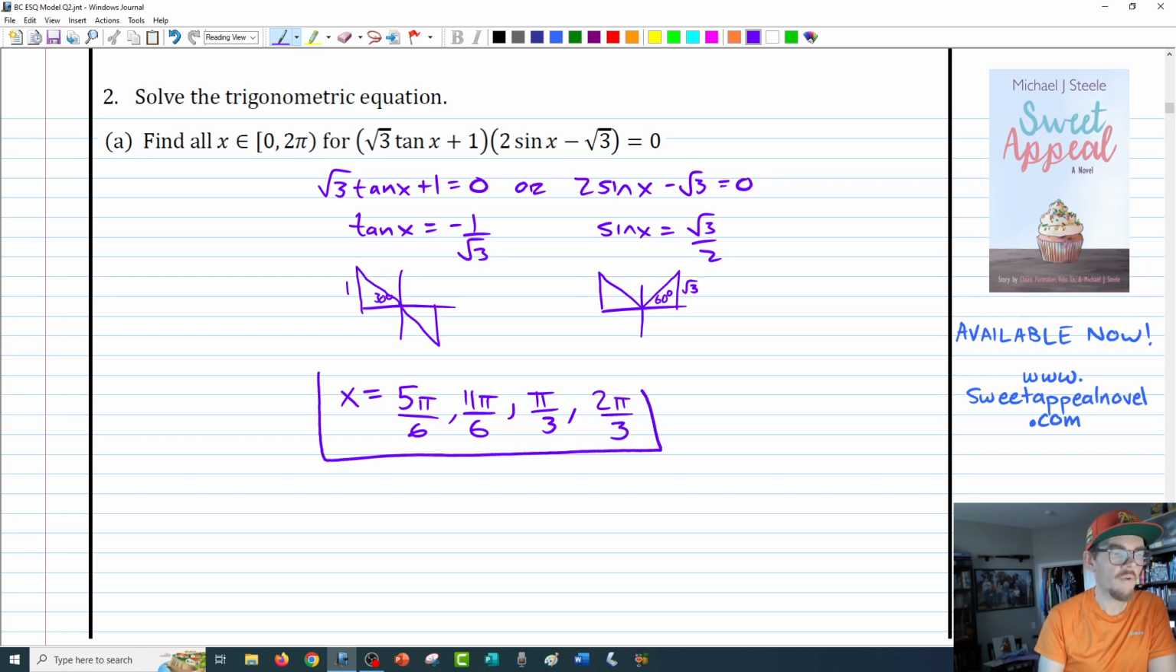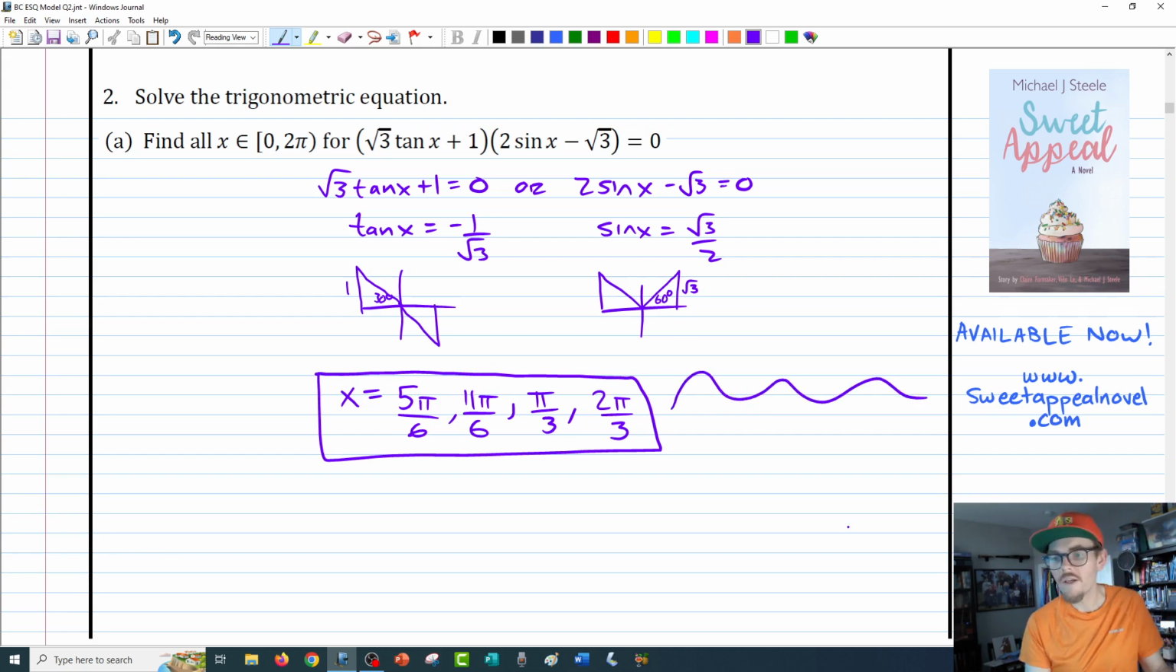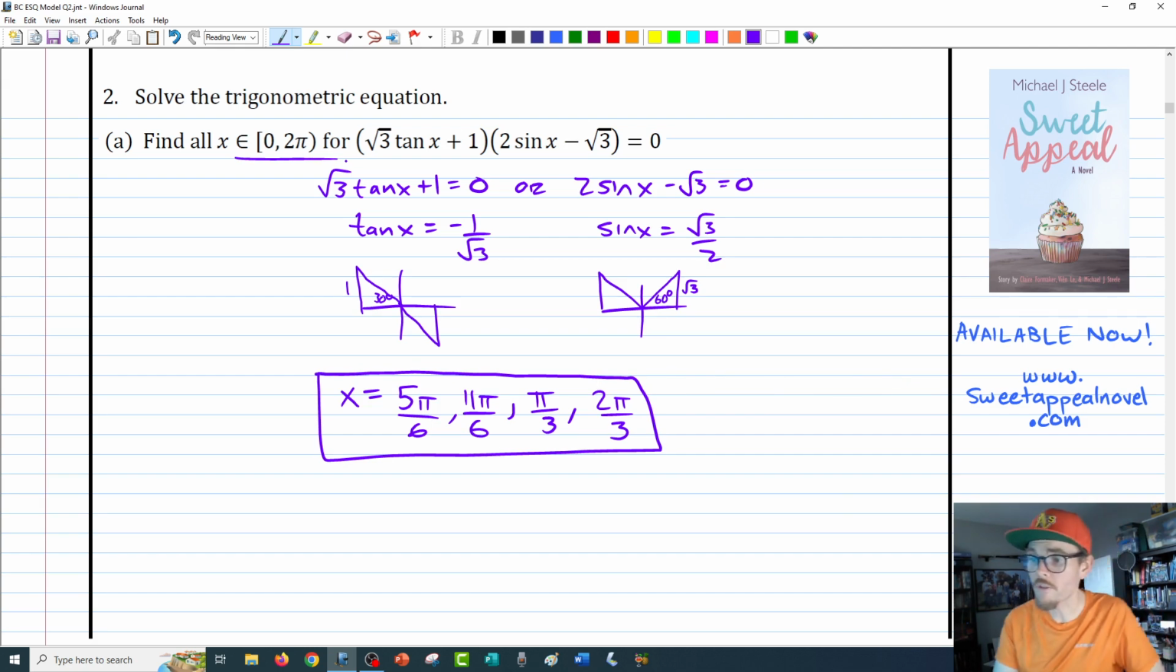Now, if you're wondering what happened to the other infinite solutions, because technically these go on forever, yes, there are more solutions, but we were specifically requesting those in 0 to 2 pi. So we only need those four. Those are the four we're looking for.